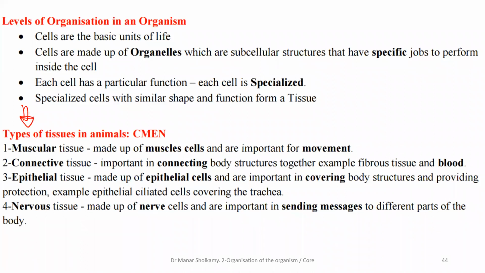So the types of tissues in animals, there is an easy word that will help you remember them: SEMEN. C for connective tissue. M for muscular tissue. E for epithelial tissue. Let's read it together. Epithelial tissue is made up of epithelial cells, and they are important in covering body organs and providing protection.